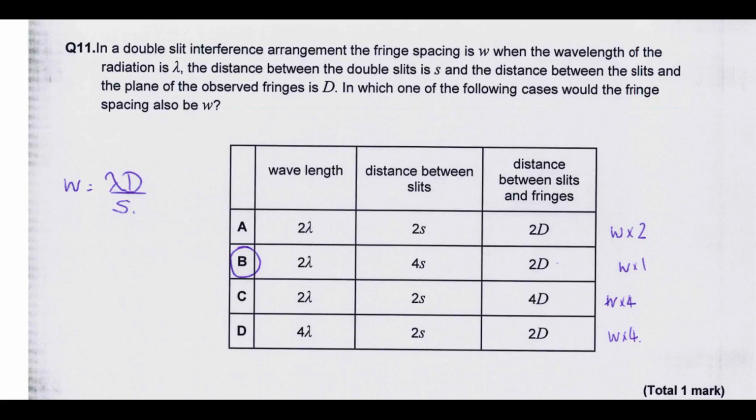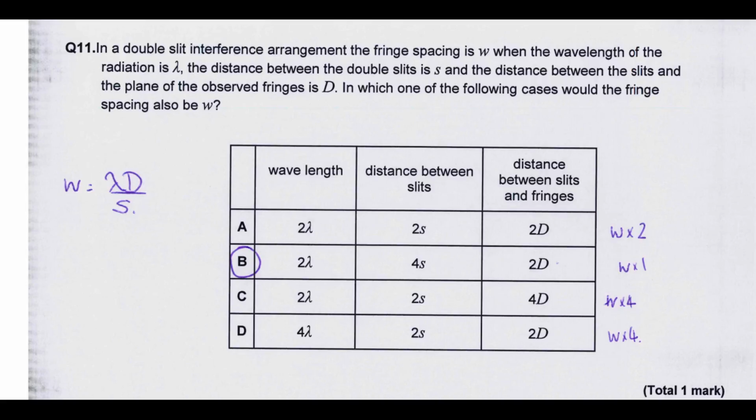Alright, so we've got a double slit interference pattern with fringe spacing W. So we've got all the usual symbols for the different things with a double slit. And what we've got here on the left is the equation that governs a double slit. Which one of these would cause the fringe spacing to still be W? So essentially, whatever you do to the top line, you must do to the bottom line, so they cancel out and give you the same thing.